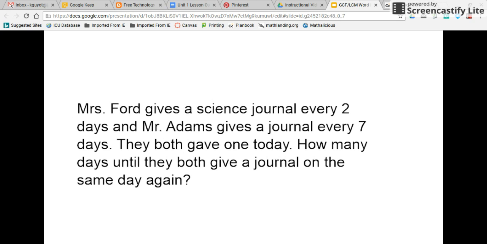Here's another problem. Mrs. Ford gives a science journal every 2 days, and Mr. Adams gives a journal every 7 days. They both give one today. How many days until they both give a journal on the same day again?